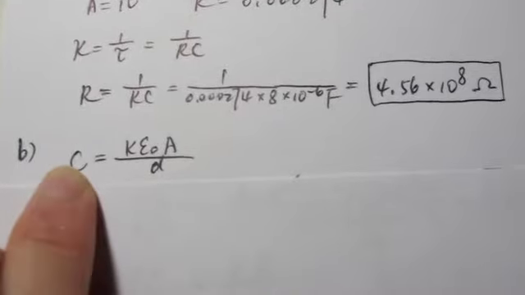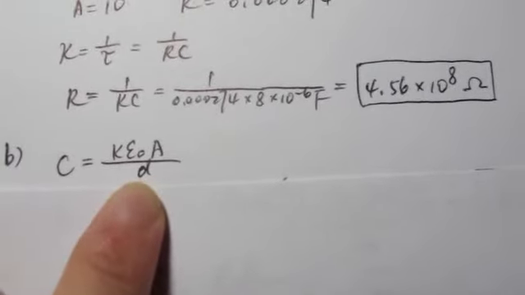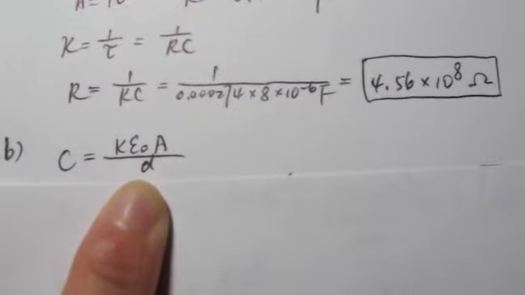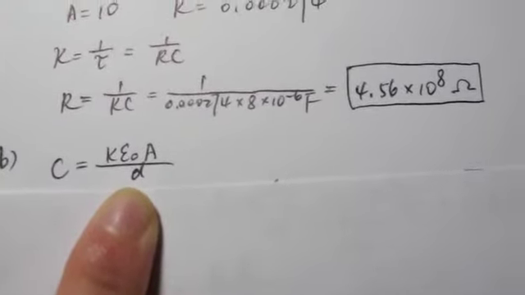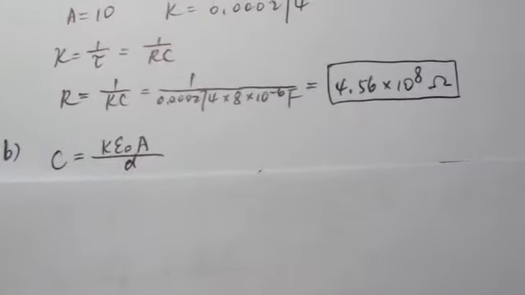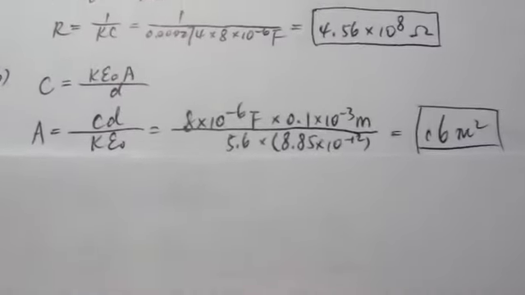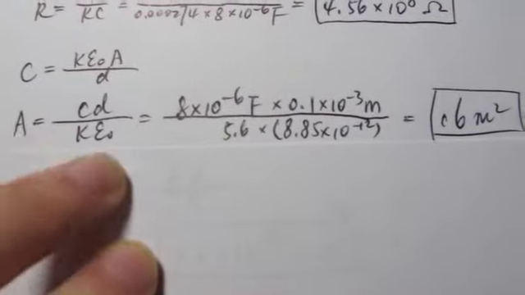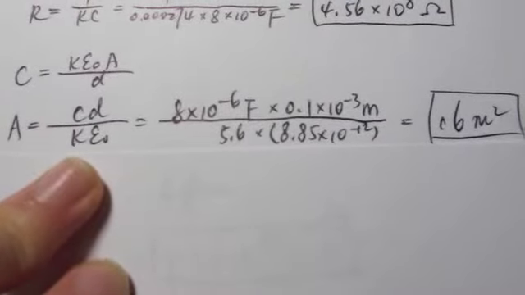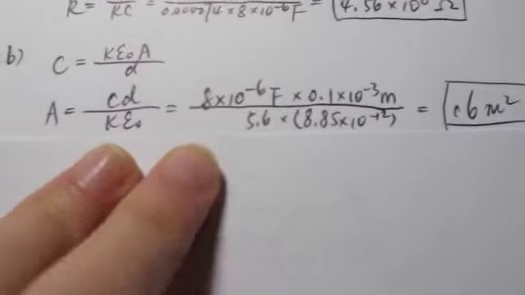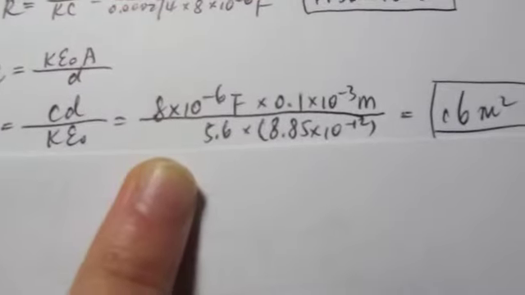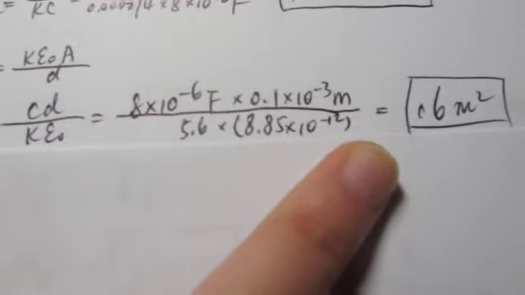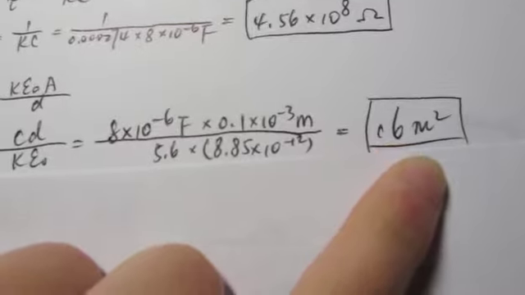And you have C. This D is the thickness of the dielectric, which is 0.1 millimeters. And you gotta convert that into meters. So here we go. And so A, in terms of all these knowns, is like this. So we plug in values. I got 16.